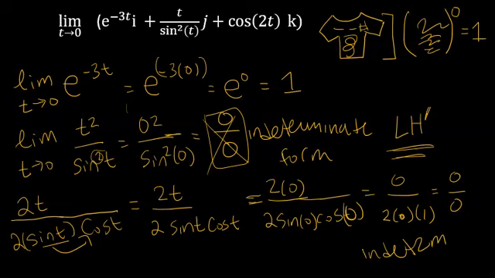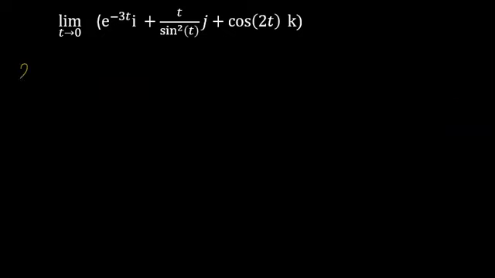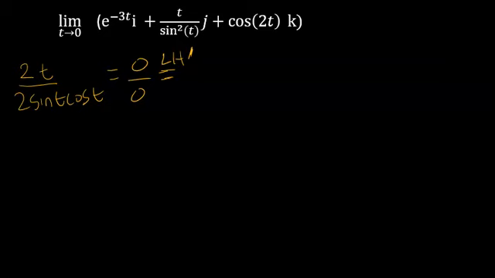Okay, what do I do now? Well, I'm going to do another round of L'Hopital. Let's move over to the next page. I'm doing another round of L'Hopital. So what did we have earlier? We had 2t, then we had 2 sine t cosine t, and then it was 0 over 0. So we're going to do L'Hopital again. You might have to do this like 20 times. You know what I mean?